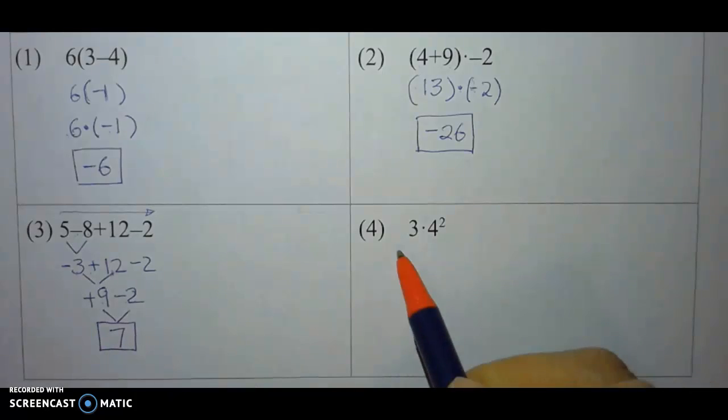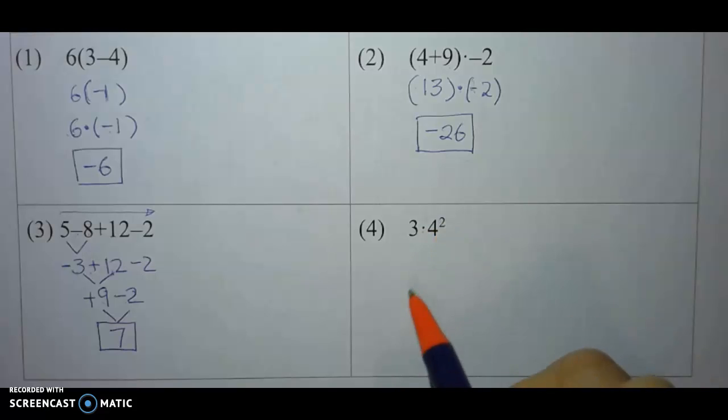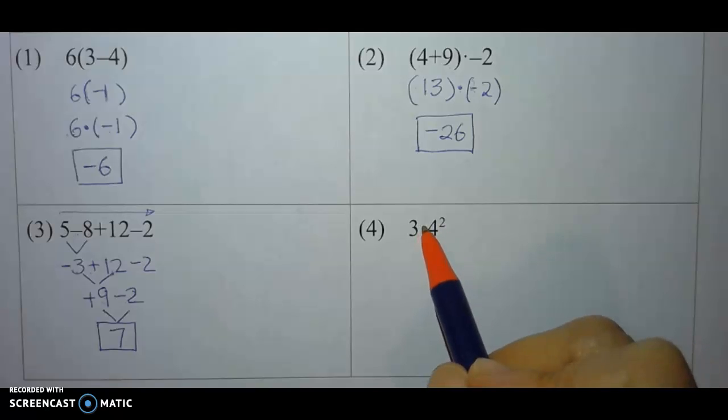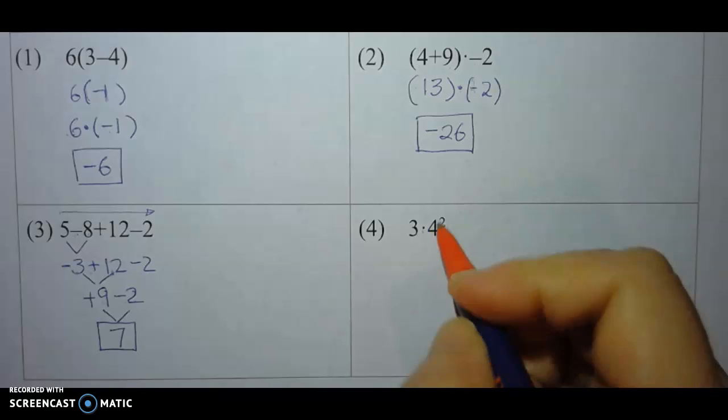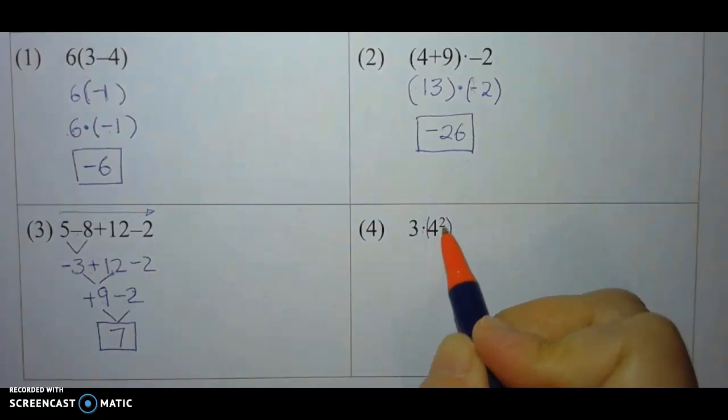Okay, number 4. 3 multiplied by 4 squared. Okay, multiplication, and this is exponent. Remember, exponents are higher order than multiplication, so that means we need to do 4 squared first. What's 4 squared? Is it 8? No, it's not. 4 squared means 4 times 4.